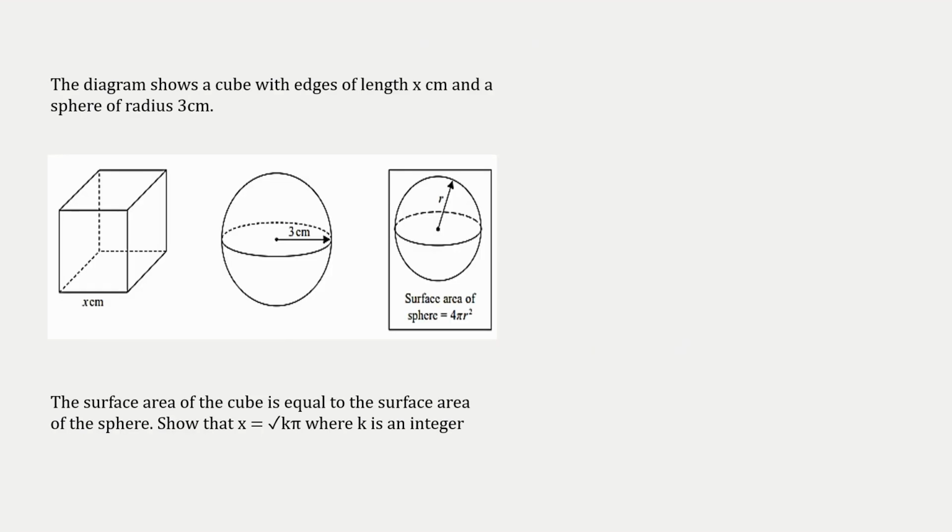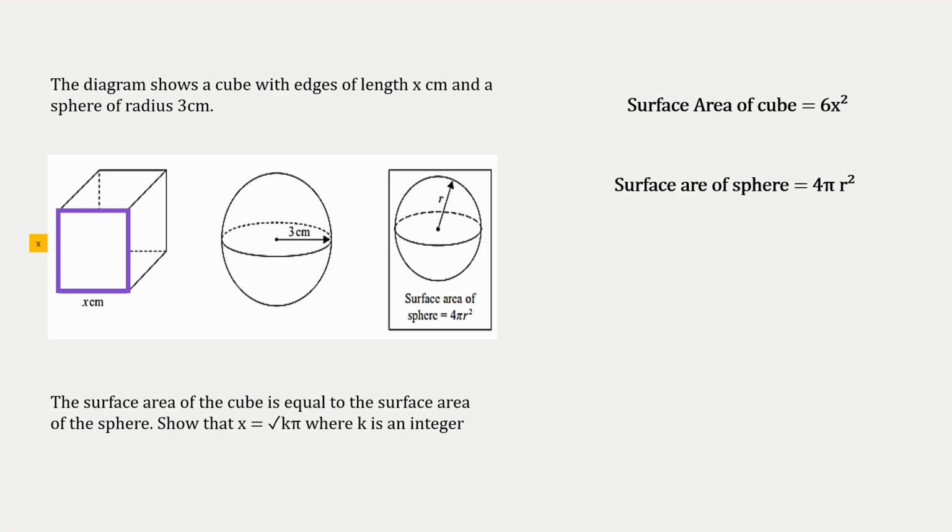Let's take an exam type example, as this is the question given to us in the exam. We need to find the surface area of the cube and the sphere. Now, I have to leave my answer in the form square root of k pi, where k is an integer. So the cube has 6 faces. So the surface area of the cube will become 6x square, as x is not given to me, so I'll leave it here.